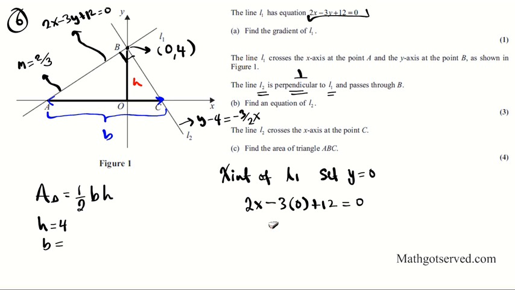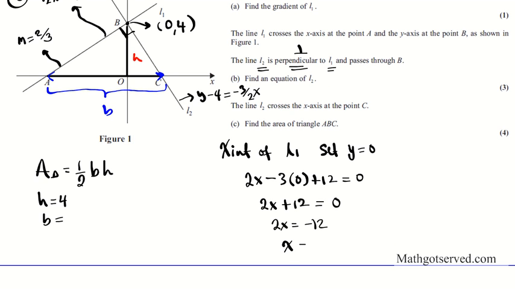So we need to solve this for x. So we have 2x plus 12 equals 0. Subtract 12 from both sides: 2x equals negative 12. And then divide both sides by 2. You're going to have x equals negative 6. All right, so that's the x-intercept. So this point right here is going to be negative 6, comma 0. Okay?